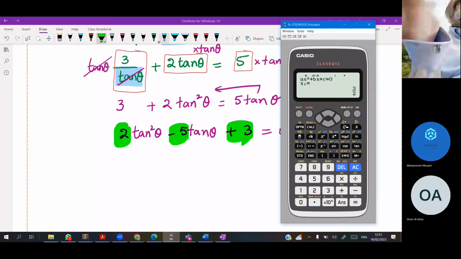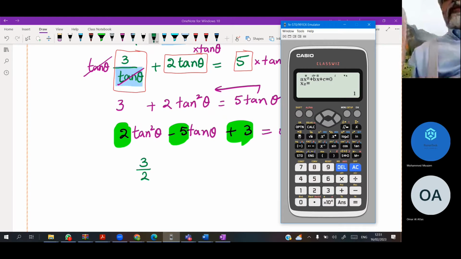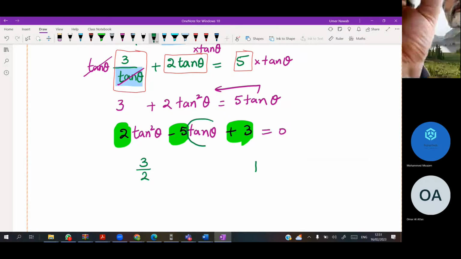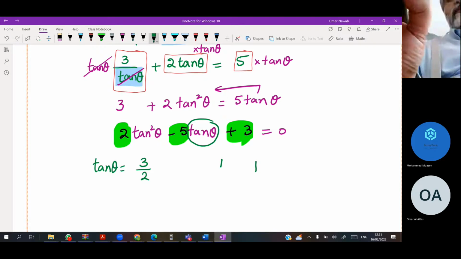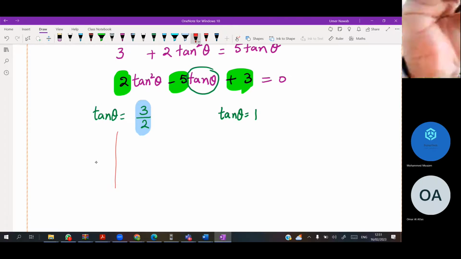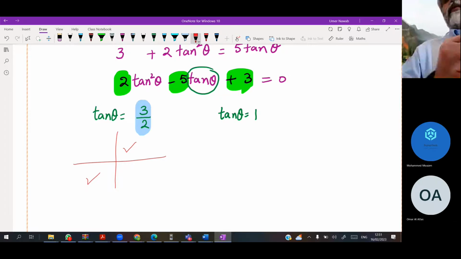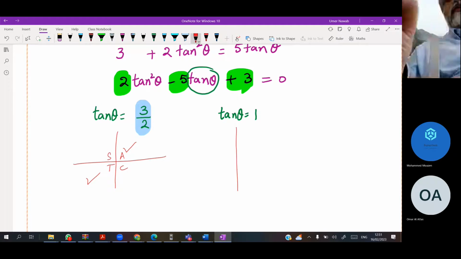First answer 3/2. Second answer 1. And both answers are equal to tan theta because this is quadratic in tan theta. And you remember, you are getting a positive answer, so you're expecting your answer in the first and the third quadrant as per the ASTC rule. And here I'm getting a positive answer, it means again I'm getting first and the third quadrant.